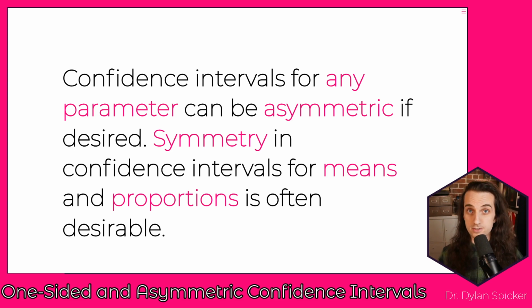So confidence intervals for any parameter can be asymmetric if that's desired. The symmetry in the confidence intervals and means is often going to be desirable, right? So this symmetry that is in the standard two-sided confidence interval is going to be a frequently desirable occurrence. However, it's not going to be the only possibility here.